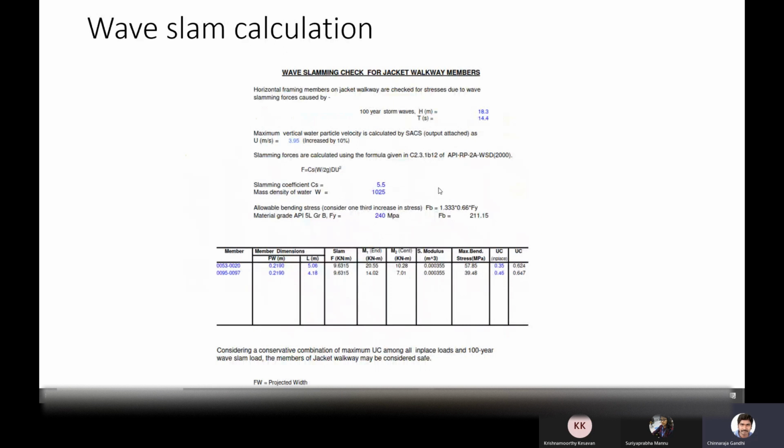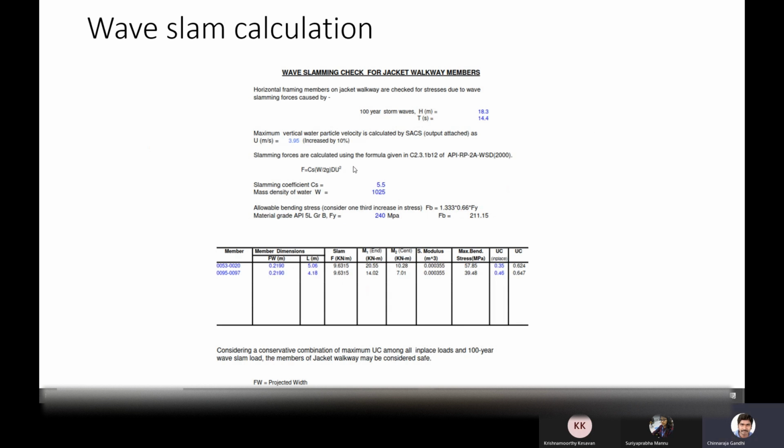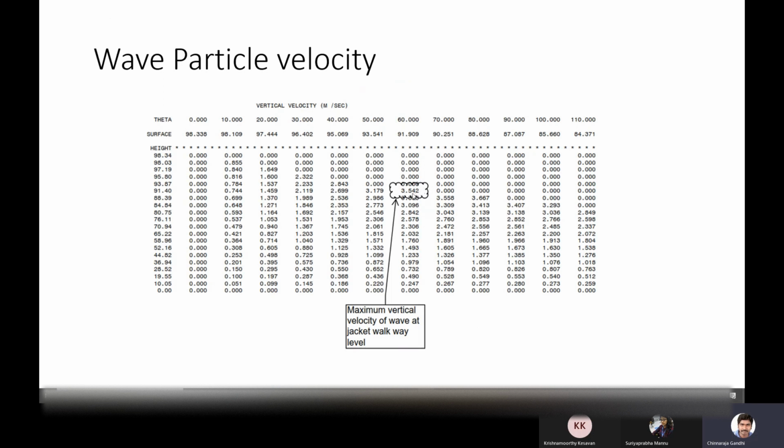So if you go to the calculation here, this is checked for the 100 year storm wave. For that, the height of the wave is 18.3 and 14.4. For this 3.95, we are using 3.542, which we have calculated as the particle velocity for that elevation. Here, that is multiplied with 1.1, 3.542 into 1.1, a 10% increase. That is the factor for wave dynamic amplitude.